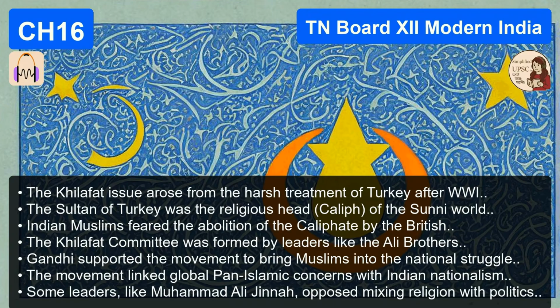The textbook mentions that the Prince of Wales visited India in 1921. How did that go? It was a disaster for the British. He was greeted with empty streets and hartals wherever he went. It was a massive public relations embarrassment for the empire.